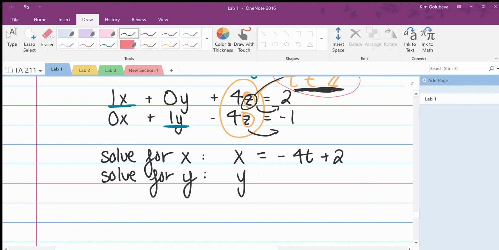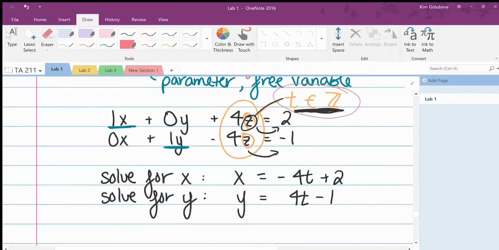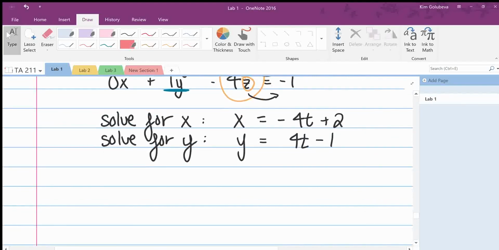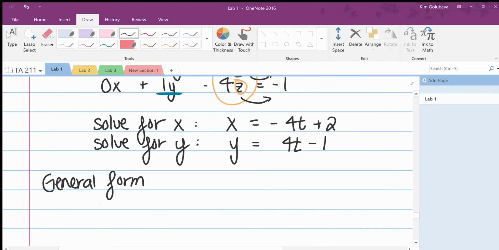So y equals 4t minus 1. And we don't have to solve for z because we've already solved for z in a way, that we've called it t. Okay, so the general form, or the general solution, is going to look like this.